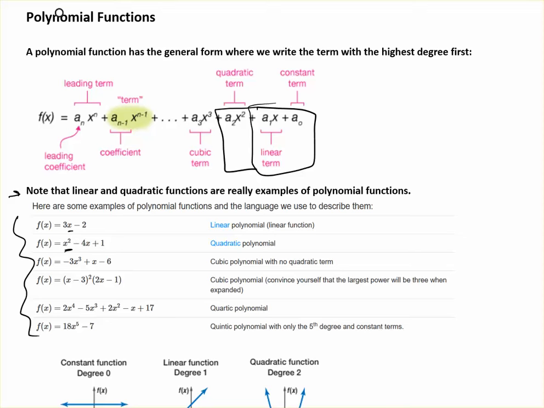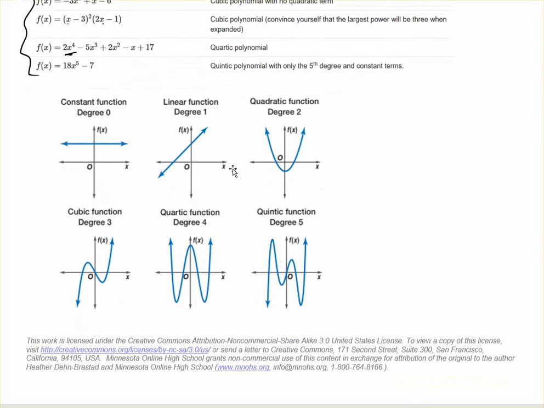So here we have a cubic with a negative 3x to the third power plus x minus 6. This one doesn't look like it's a cubic function, but if you were to multiply x minus 3 times x minus 3, you'd get x squared, times 2x, you would get an x to the third power. We can have 2x to the fourth, that's called quartic, or even quintic, which is x to the fifth. After that we would just say what degree the term was. So polynomial functions, there's lots of them. We can't explain everything about just one of them without realizing that there's lots of different options.